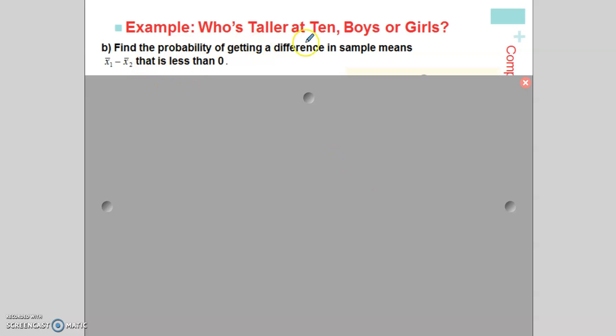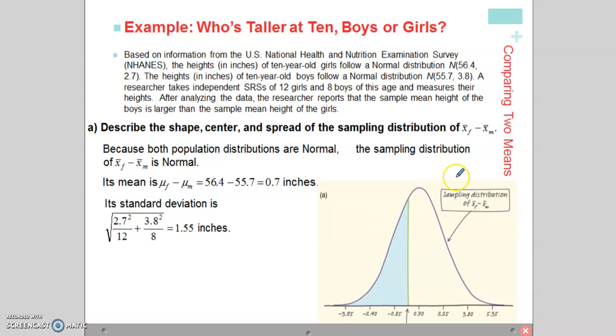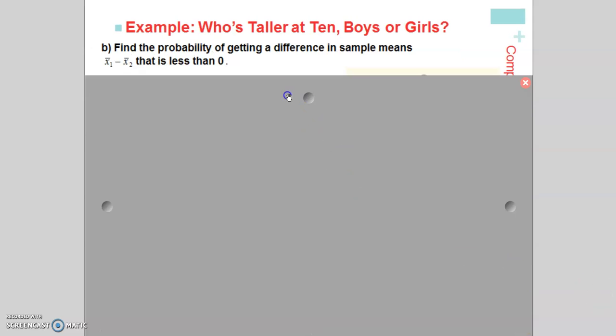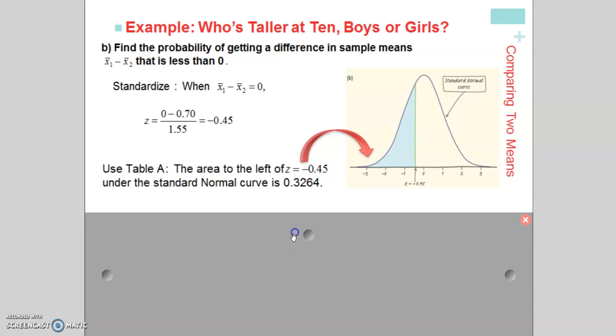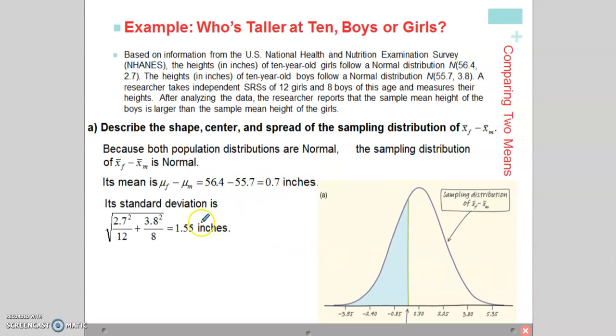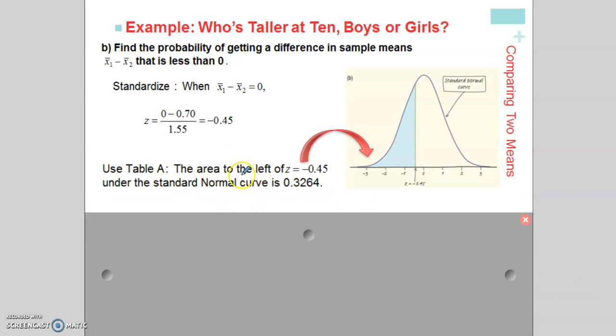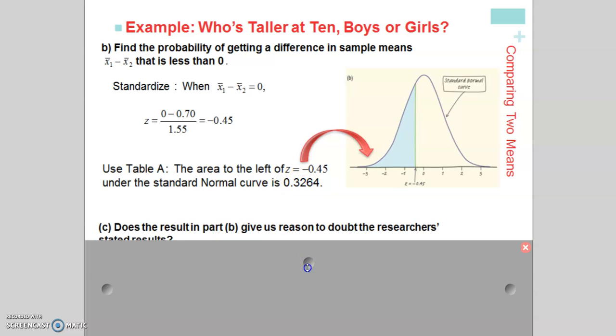Next, let's look at the probability of getting a difference of sample means that is less than 0, because that would mean that the boys' mean height was larger than the girls' mean height. So you can see that 0 would be right here, and I want to find the probability of getting a value less than 0, so I'm going to try to find that area. And like we've done so many times, we use the normal distribution. You can find the z value and use Table A, or you could use normalcdf, using this center and this standard deviation to find the area below 0. And you would get that the area is 0.3264.